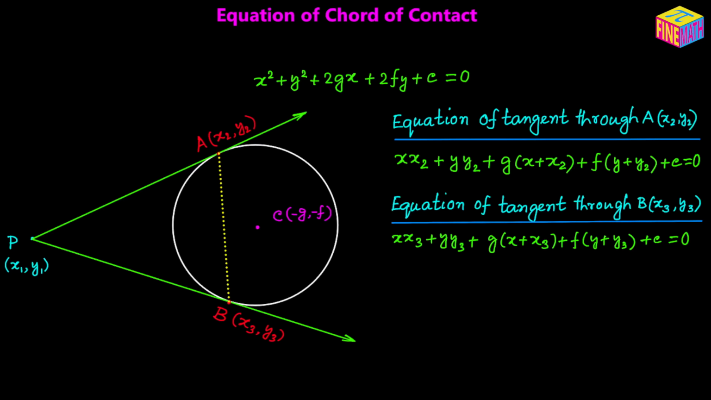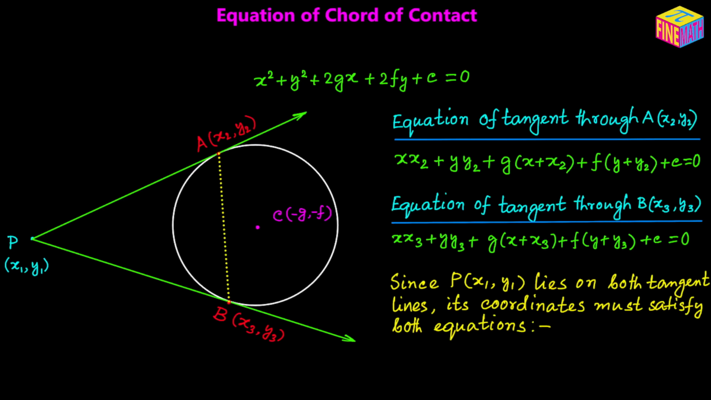And now if you think about the two tangent lines, you see that both of them actually go through the point P. And P's coordinates are given as x sub 1, y sub 1. That means P's coordinates also should satisfy each of these equations of the tangent lines. So if we use P's coordinates on the first equation, then the equation is going to look like this. All I have done is, in place of x, I am using x sub 1, and in place of y, I am using y sub 1.